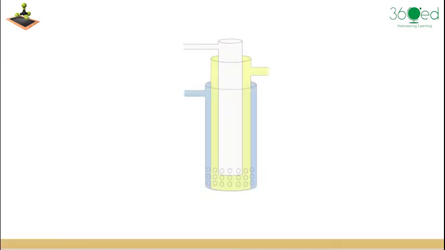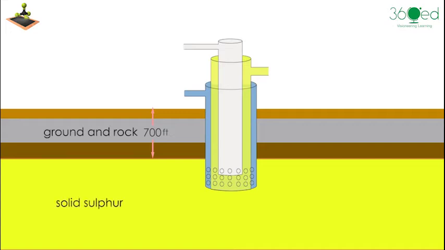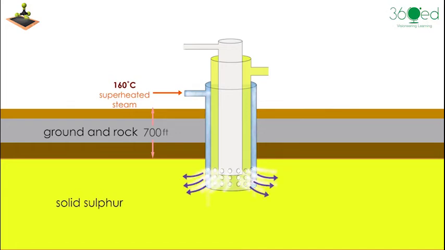3 concentric pipes are driven down to the deposit of sulfur. These are the outermost pipe, central pipe, and innermost pipe. First, through the outermost pipe, superheated steam at about 160 degrees Celsius is forced down under pressure. When the superheated steam reaches the deposit, it melts the sulfur, forming a pool of molten sulfur.